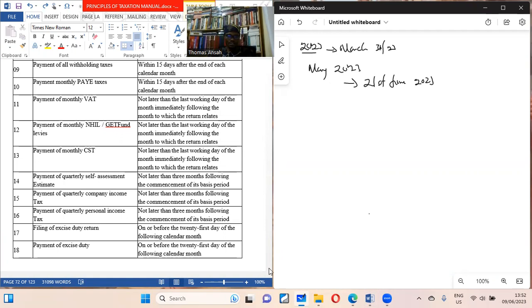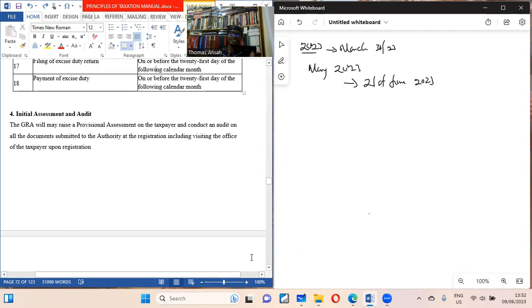Then the last thing is the initial assessment. When you go to GRA and identify yourself, they will do an initial assessment on you. That initial assessment and audit involves them doing a provisional assessment. So sometimes your business is about to start, but you pay tax. They assess you, they let you pay something small. It will be for you at the end of the year when you have your account and you are filing. It is a tax credit for you. And it also involves audit. What is the audit? Them coming to see your office, where you are. So that is the first thing they do in terms of finding the taxpayer.